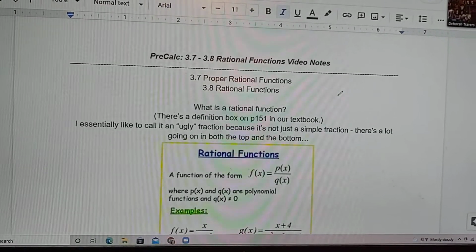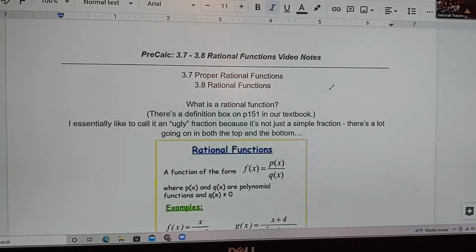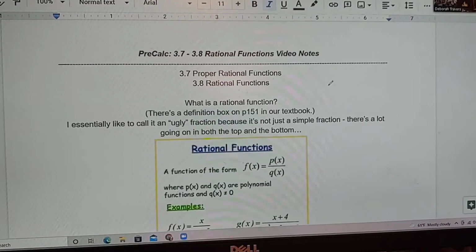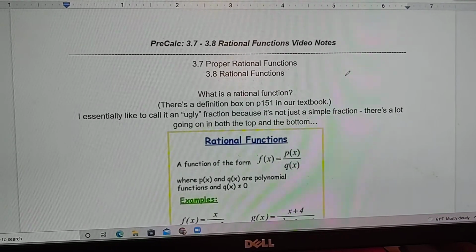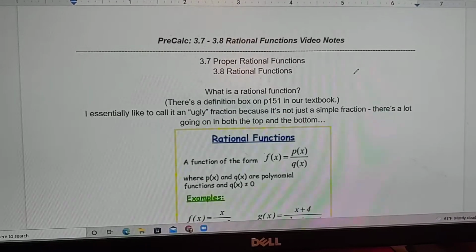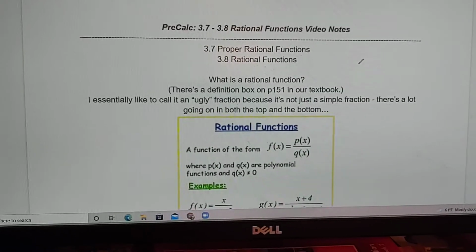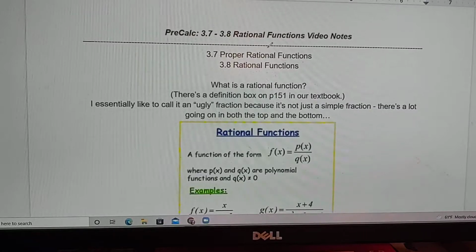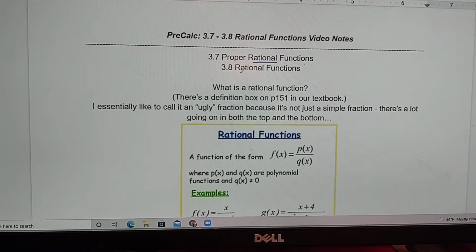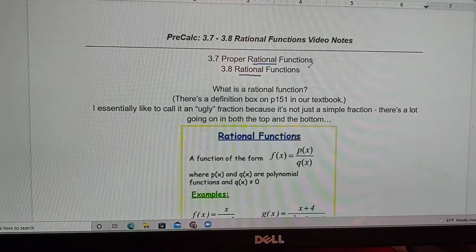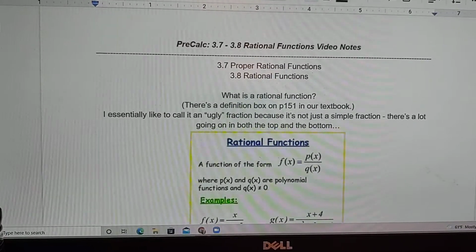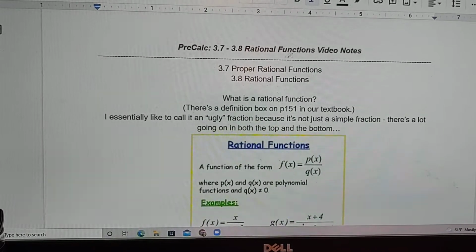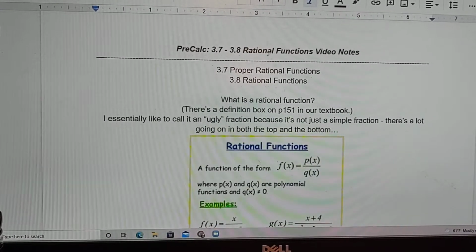Good morning, PreCalc. Today we are going to do a double lesson on sections 3.7 and 3.8, and it really follows along nicely with our 3.6 reciprocal functions. You're going to see how it ties right into that. So today's lesson is all about rational functions. Just like fractions can be proper or improper, you can have proper and improper rational functions. So I've decided to combine them and just do one lesson overall on rational functions in general.